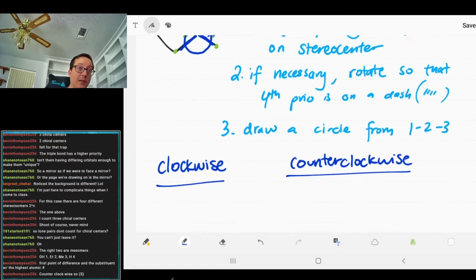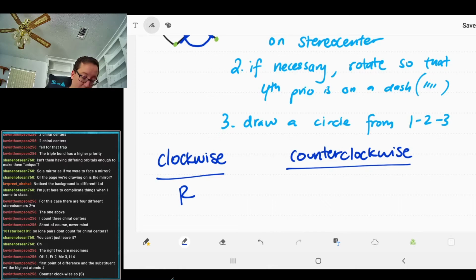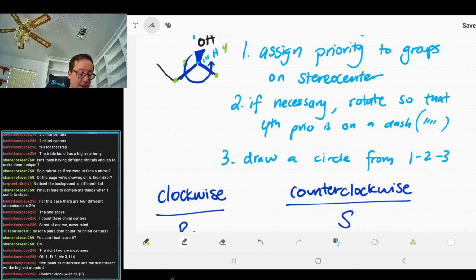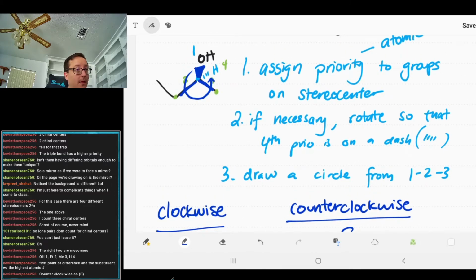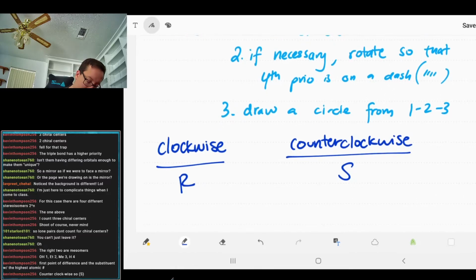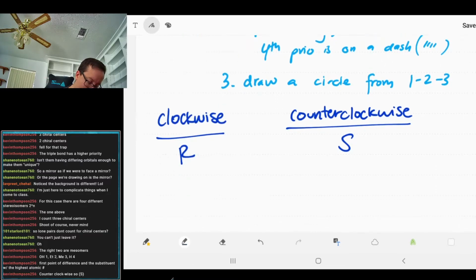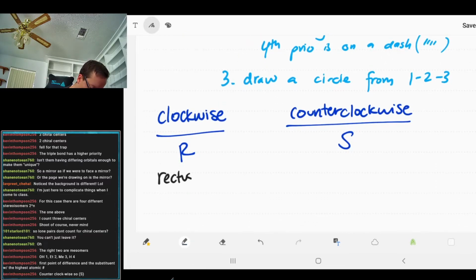And here is where those letters come in. So clockwise is R, counterclockwise is S. So because this molecule has got a counterclockwise circle, we will label it with the letter S. The letters, by the way, come from Latin: R from rectus, which means right, and the S is from sinister, which means left.